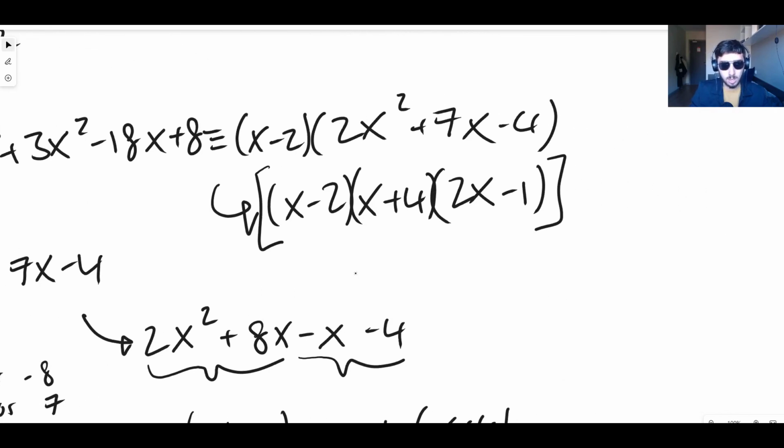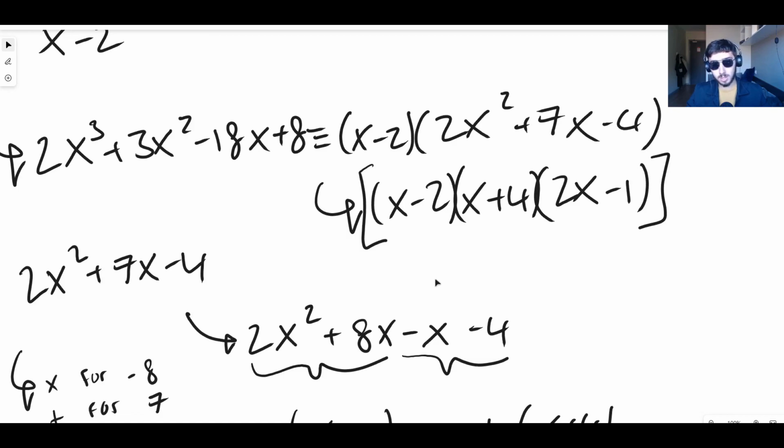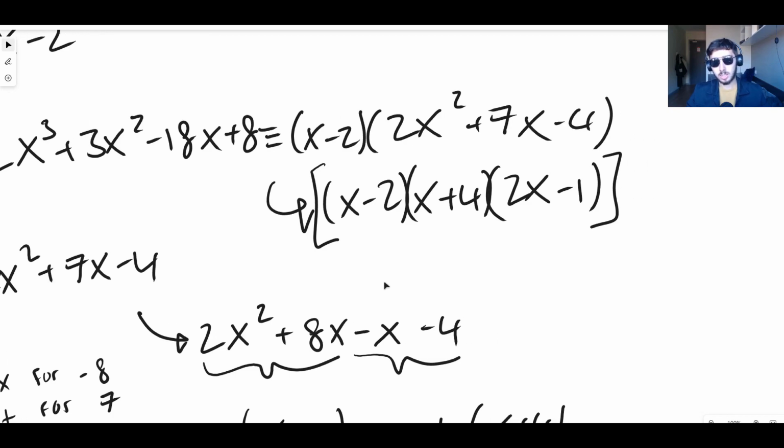So it's actually this thing here in the square brackets. If you expanded all of this out using FOIL twice, you would end up getting back to the cubic equation 2x cubed plus 3x squared minus 18x plus 8. And I think that's absolutely brilliant. Which means that we now know the roots of these equations as well.